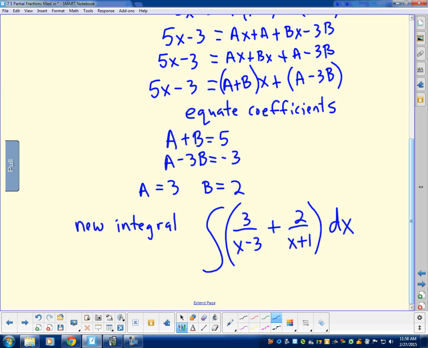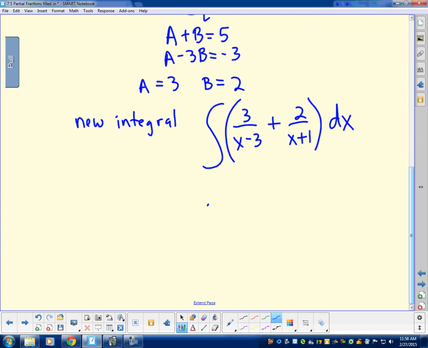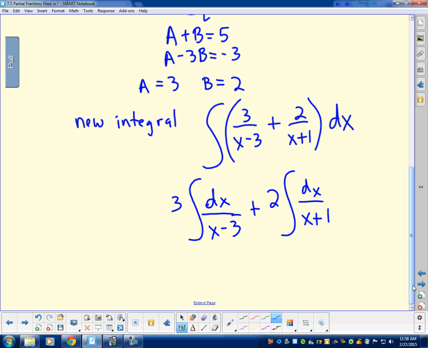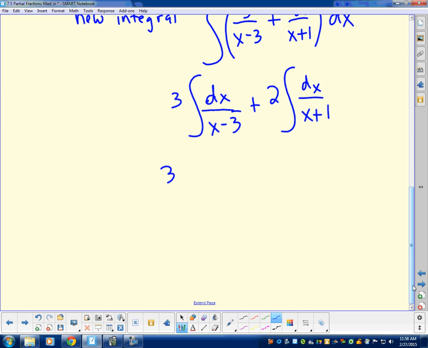Let me rewrite it here for you, one more step. I would think of this as the integral, I could pull the 3 out front if I wanted to, of dx over x minus 3, plus bring the 2 out in front, the integral of dx over x plus 1. Do you recognize that dx over x form? It's ln. So we've got 3 ln of the absolute value of x minus 3 plus 2 ln of the absolute value of x plus 1 plus c.